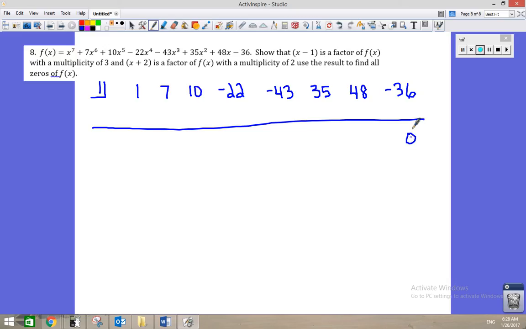I'm expecting a 0 here if it's true that 1 is a factor. I pull this down. Excuse me, that 1 is a 0. X minus 1 is a factor. Multiply, add, multiply. Add, multiply, or add and multiply. I'll just shut up and do it.